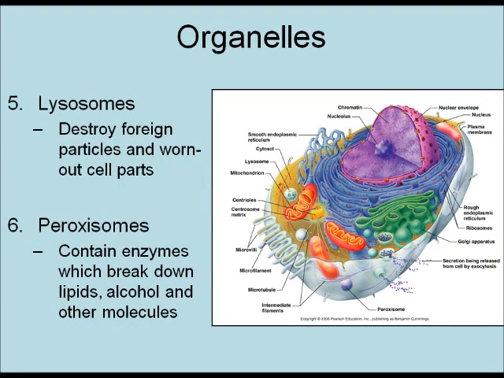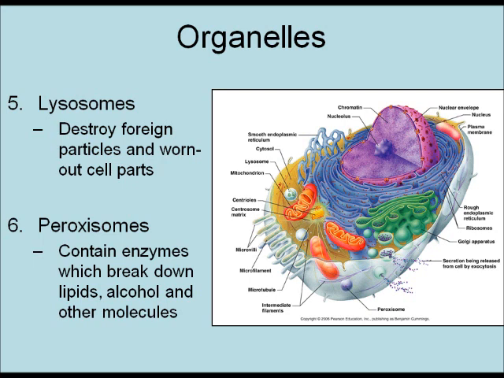Lysosomes and peroxisomes are two organelles that are kind of similar in their structures. We've got a peroxisome here, a lysosome here. Both of these organelles contain digestive enzymes within them. So they are working, in the case of lysosomes, to destroy foreign invaders and to break down cell parts that have become worn out. You could think of them as kind of like security and maintenance within the cell factory, if you will. And the same idea with peroxisomes. They contain enzymes specifically which break down fats, alcohol, and other molecules.